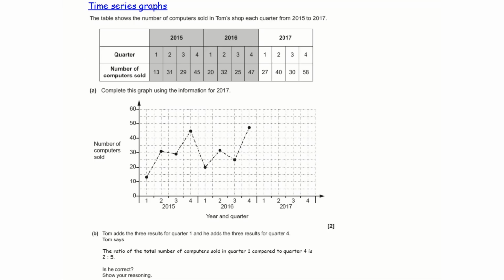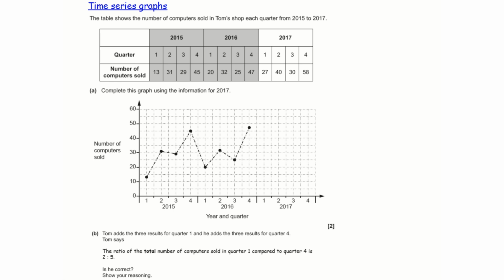Okay, so in this video here we're going to look at time series graphs. Time series graphs have appeared on a number of papers over the last couple of years. It can be on a calculator or a non-calculator paper. It does appear on both. So I just want to talk through two exam questions that have appeared so you get an understanding of what the mark schemes are after and how to complete them.